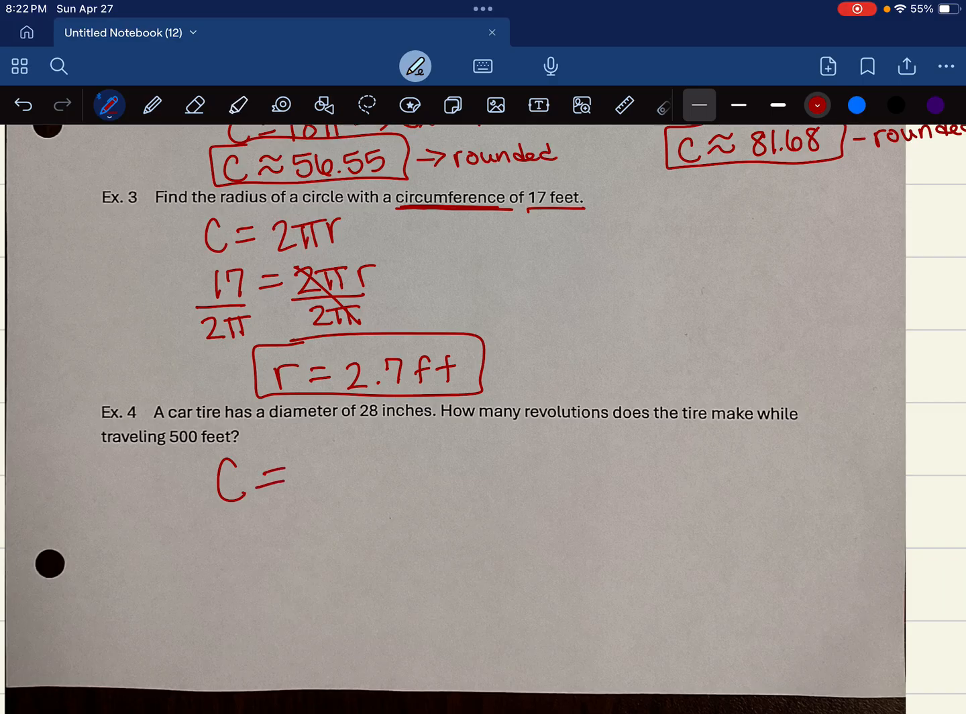So circumference is equal to 28 pi, right? Anytime it gives you diameter, you can just put that straight with pi, and you already have your circumference, okay? Now, I would go ahead and type 28 pi in my calculator, and we're going to get that the circumference is about 88 inches.